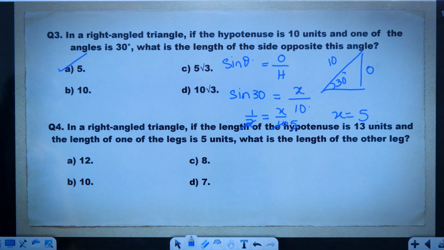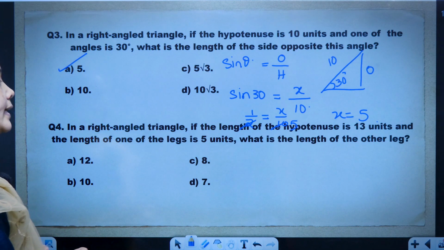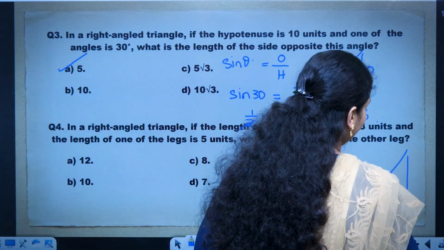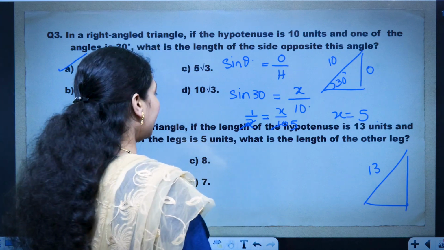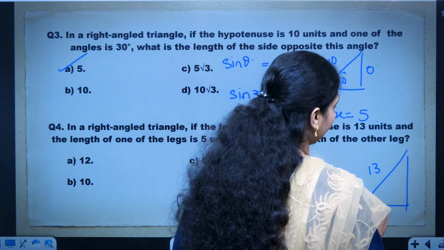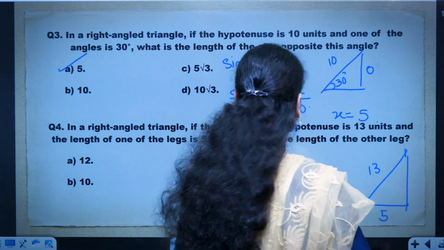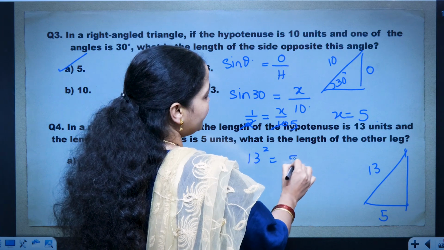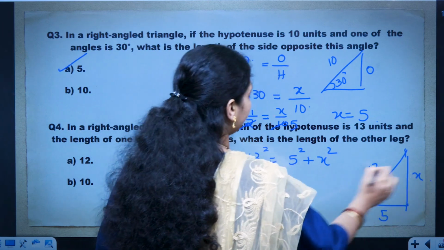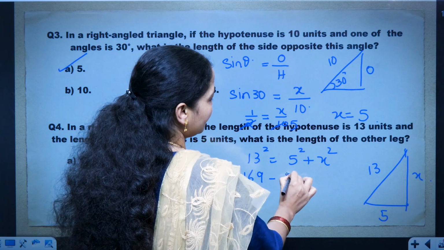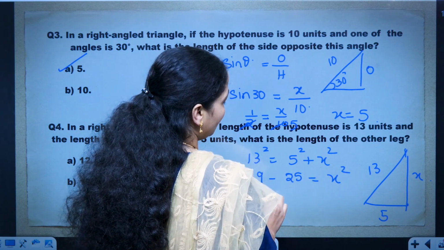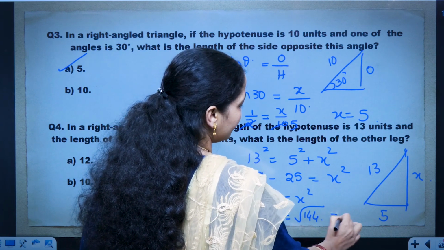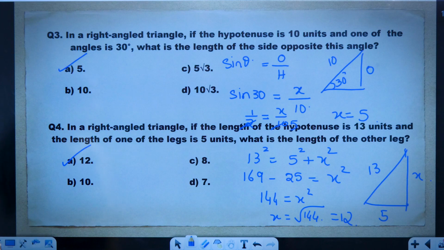X is 5 units. In the fourth question, in a right angle triangle, if the length of the hypotenuse is 13 units, again a triangle is given to me. The length of the hypotenuse is 13 units and the length of one leg is 5 units. This is 5 units. I have to find the other leg. A very simple question based on 6th standard. I will take 13 square is equal to 5 square plus x square. I'll consider this as x. 13 square 169 minus 5 square 25 equal to x square. So 144 equal to x square. X is square root of 144, which is 12. So again option A is my right answer here.